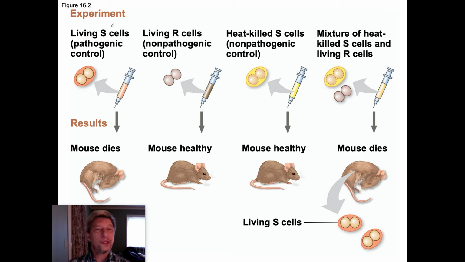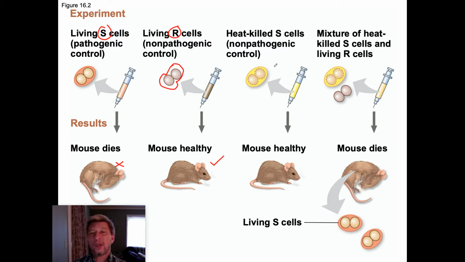So he started out with living S cells. The S stands for smooth because they're covered in a coat that gave them a smooth appearance. But this is a pathogen. And when these S cells were injected into mice, the mice died. Bye-bye now. He then took living R cells. R stands for rough because they have this rough exterior. And he injected them into mice, and the mice survived. Yay! Nice little micey.